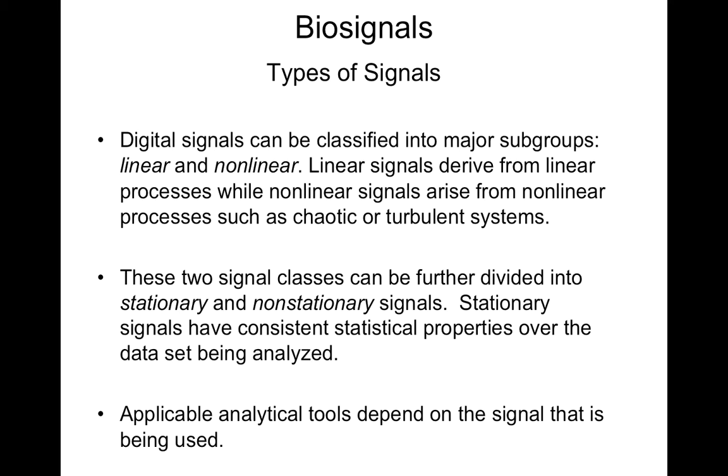Linear signals come from linear processes, while nonlinear signals arise from nonlinear processes, such as chaotic or turbulent systems. Nature is inherently nonlinear, and almost all of the systems in the human body are chaotically driven. Even the heartbeat has a clear element of chaos in it. And there's turbulence from everything from blood flow to fluid flow within the body.